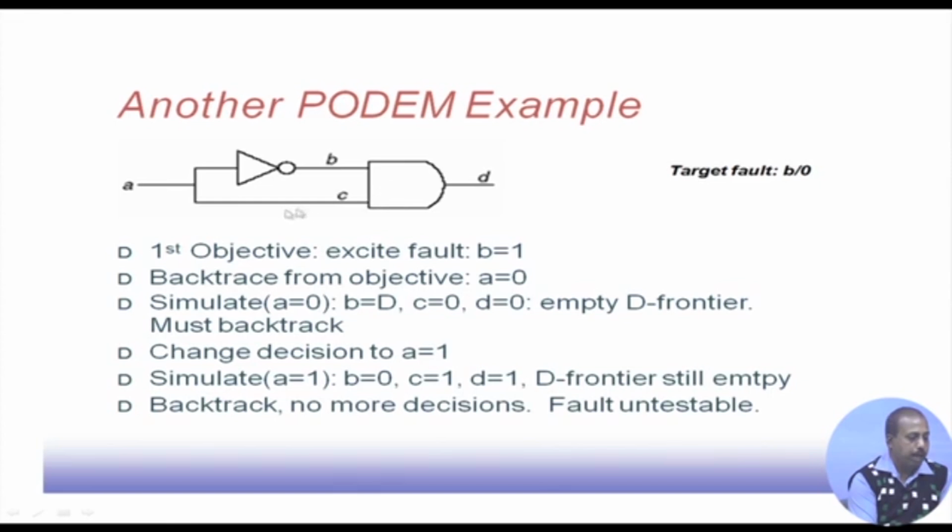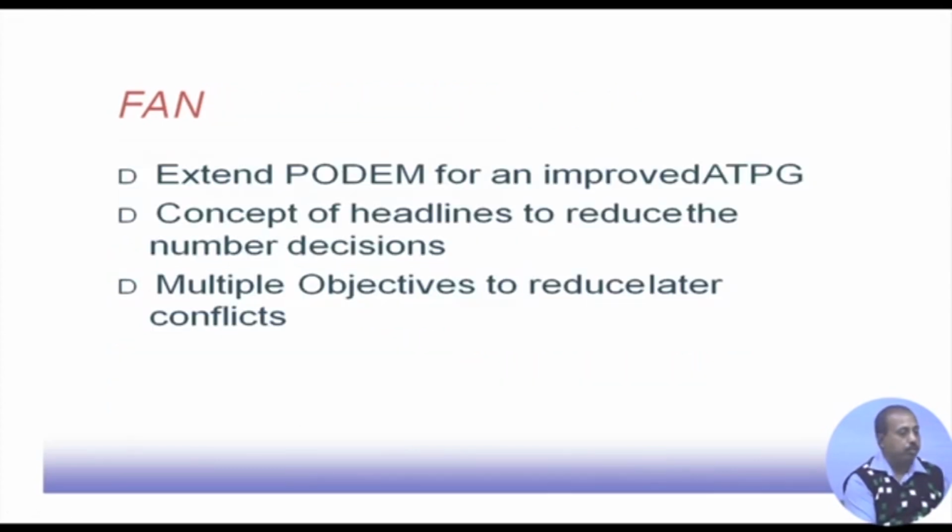So, we have to backtrack. We have tried with the A equal to 0 decision. We backtrack and try to consider the A equal to 1 decision. Now, if we simulate for A equal to 1, then also B becomes equal to 0, C equal to 1, D equal to 1, and the D frontier vanishes in fact. So, we see that there is no more backtracking that can be done. So, this fault becomes untestable. That is the operation of the PODEM algorithm.